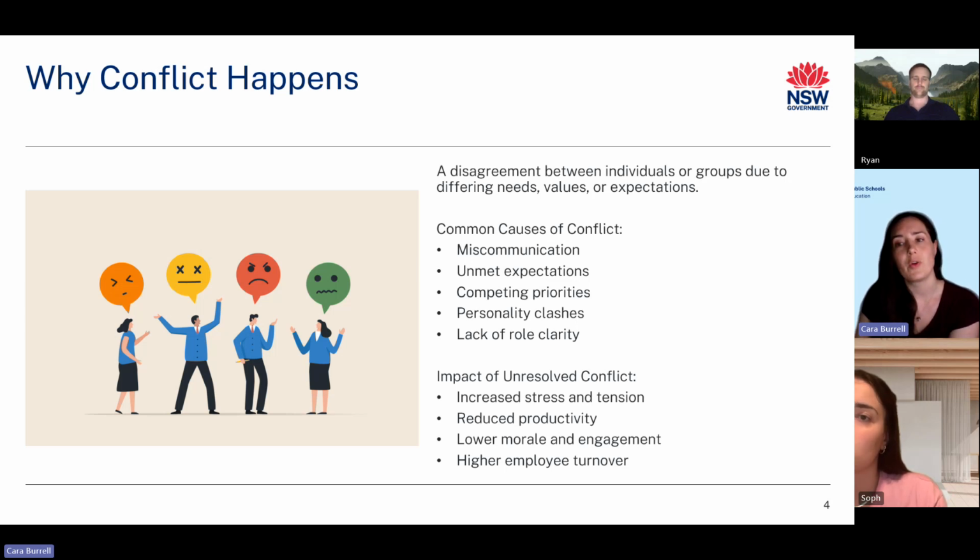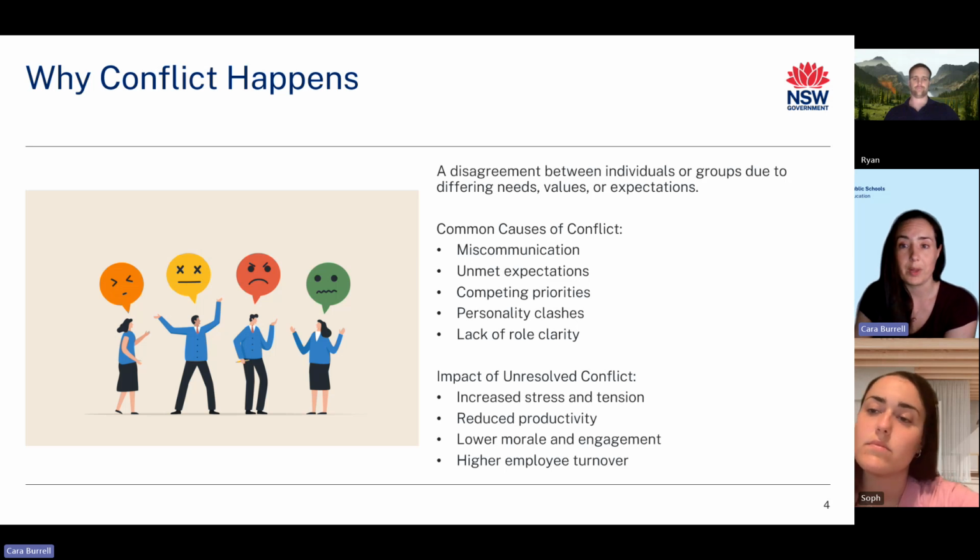Secondly, unresolved conflict reduces productivity. If employees are distracted by workplace disputes, they are less focused on their work, leading to missed deadlines and lower efficiency. Third, morale and engagement suffer. Employees who experience ongoing workplace tension may withdraw from teamwork and communication, affecting the overall culture of a workplace.